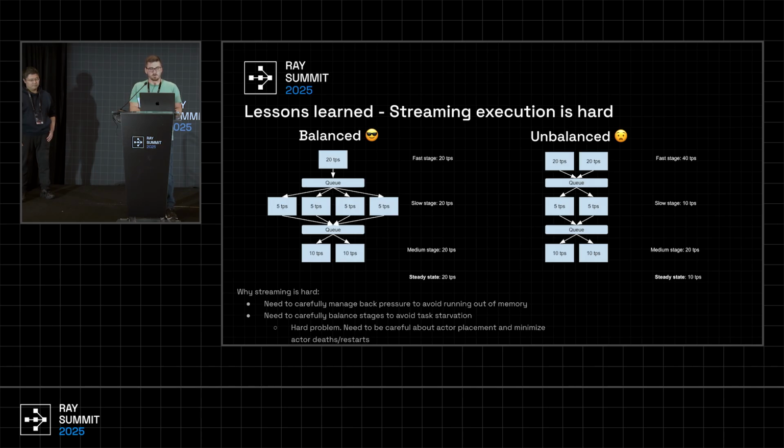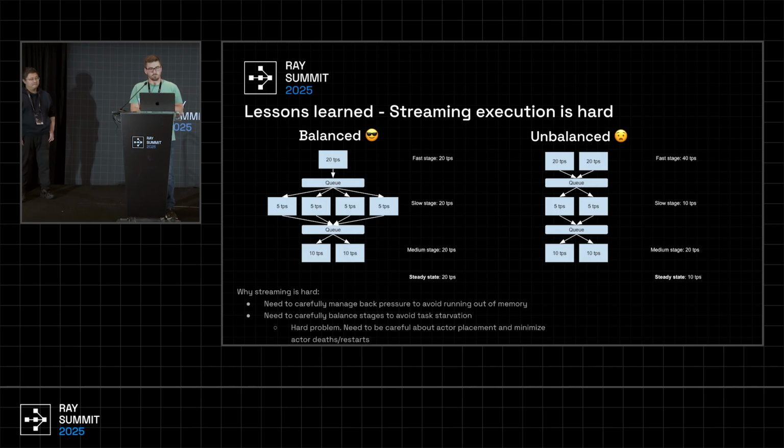Another lesson learned is that streaming execution this way is pretty hard. For us, we end up having very large samples. We're processing videos or large images. Those can be very large, and so if you're queuing everything up in memory, you need to be very careful about how much stuff you queue up. So we do that in Xenna, so we're really careful about back pressure.